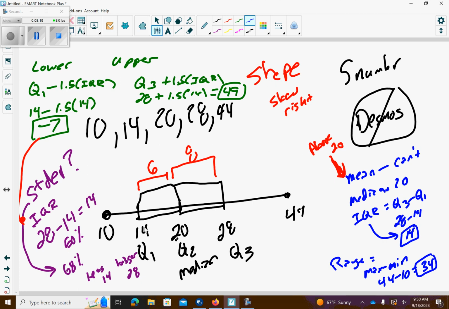The range would be 44 minus 10, which is 34. My IQR would be 28 minus 14, which gives me 14. My upper outlier boundary would be 49, and my lower would be -7. And how many outliers does this data set have? It doesn't have any.